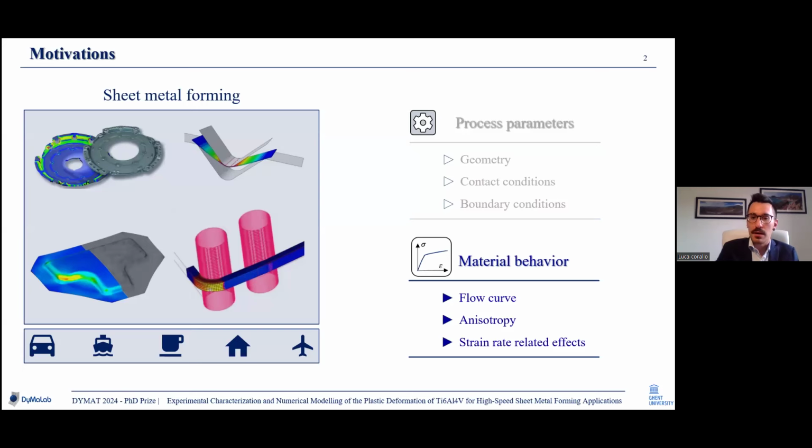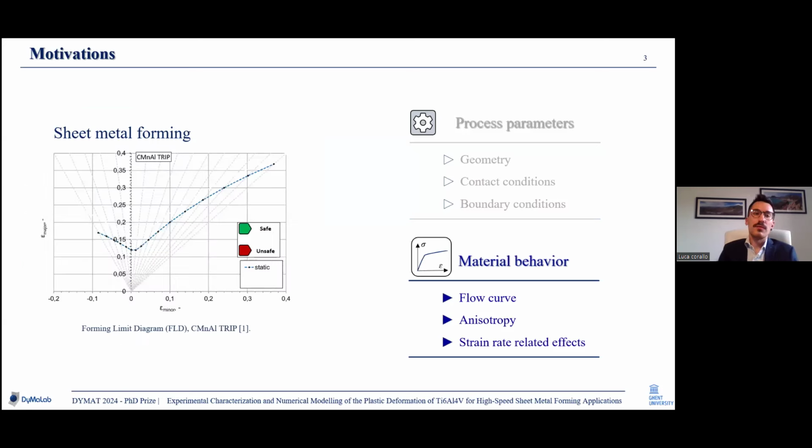In my specific case, I investigated the material behavior, including flow curve, anisotropy, and strain rate related effects in Ti6Al4V. In the forming community, formability is often assessed by means of the forming limit diagram, in which the major strain is reported versus the minor strain. Points in this diagram can be obtained experimentally by performing mechanical tests for monotonic strain paths. The area below the diagram represents the region where the sample can be deformed without the onset of plastic strain localization. Therefore, it is also called a safe region, while the area above the diagram is where plastic strain localization and failure are likely to occur.